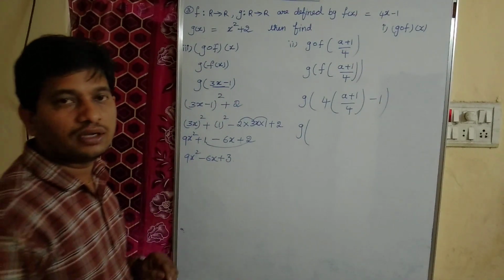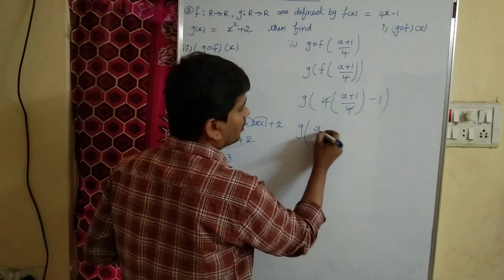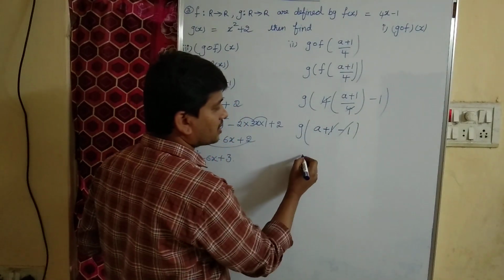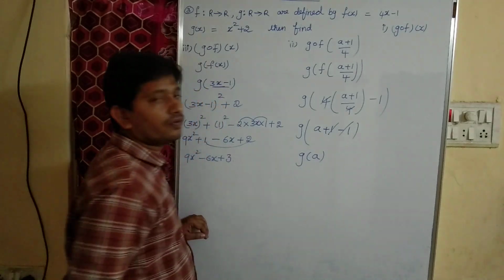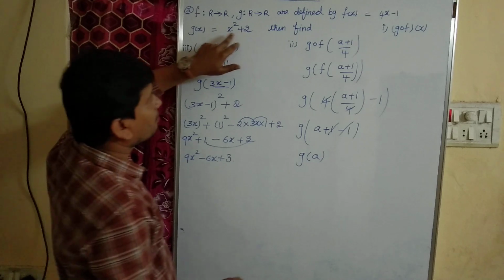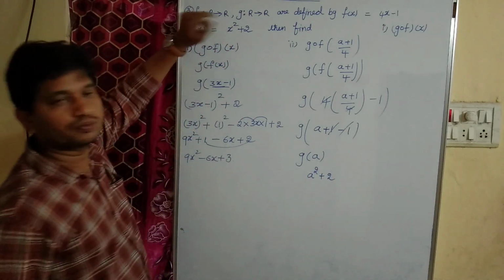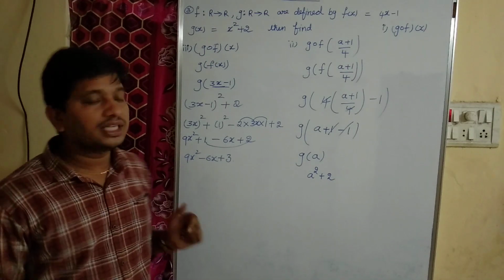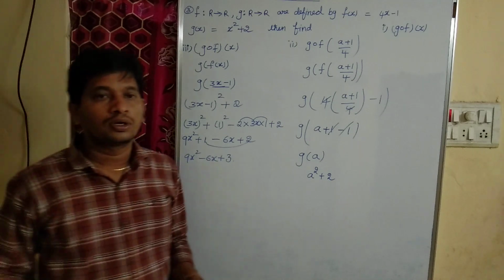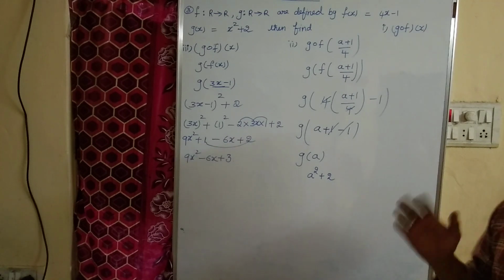Okay? In this case, 4 gets cancelled, g of a plus 1 minus 1. Plus 1 minus 1 cancel. Now it came into the form of g of x. What is g of x? X square plus 2. In the place of x, we have to substitute a, that is a square plus 2. Okay children, in this type of questions, they ask in public examinations board paper. And we have one more method that we will discuss now.